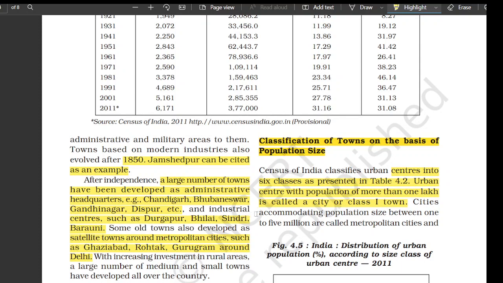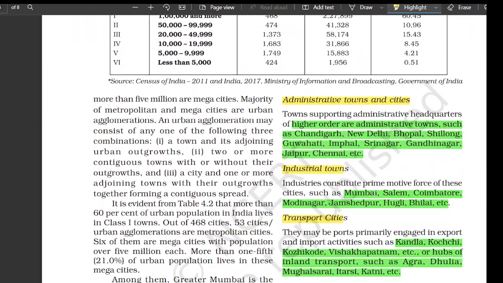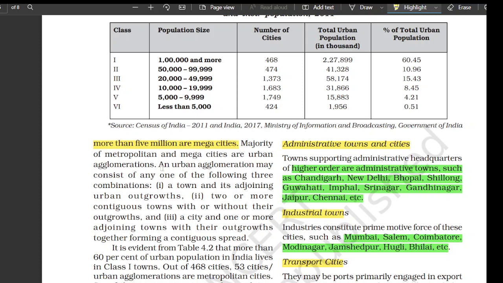Cities accommodating a population size between 1 to 5 million are called metropolitan cities, and more than 5 million, megacities. The majority of metropolitan and megacities are urban agglomerations.